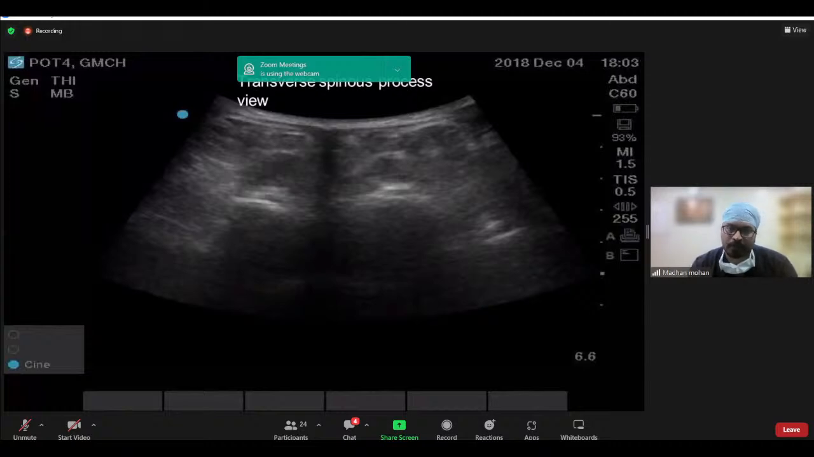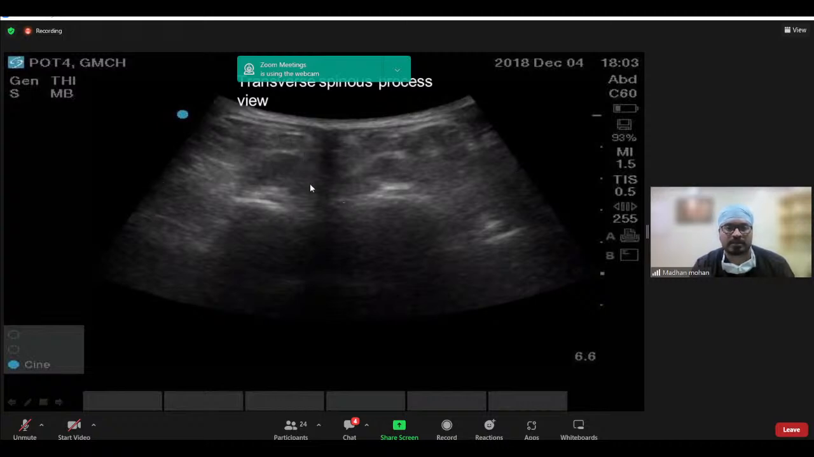So coming back to the transverse spinous process view, you put the probe horizontally over the vertebra, and your echoes are going to hit the spinous process. Since the spinous process reflects back all the echoes, you are not going to see any structure beneath that, and you are going to get an acoustic shadow in the midline. And laterally, you can see the articular processes lying. Again, if further lateral, you may see the transverse process on either side.